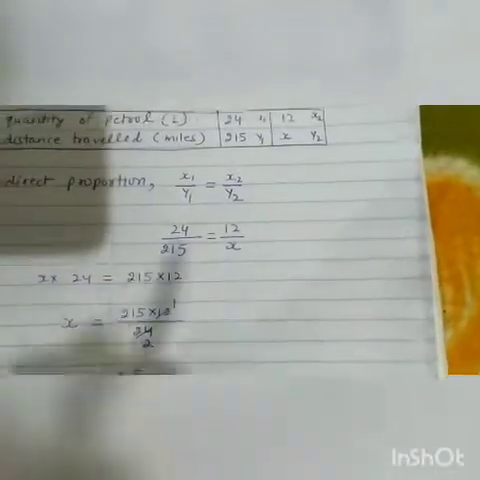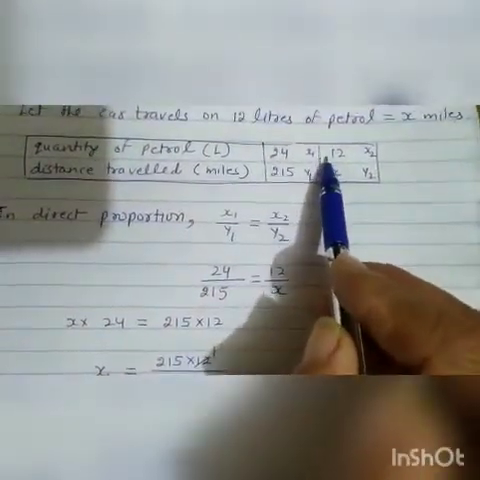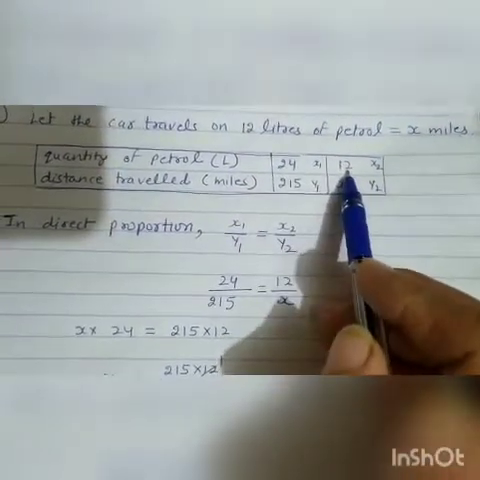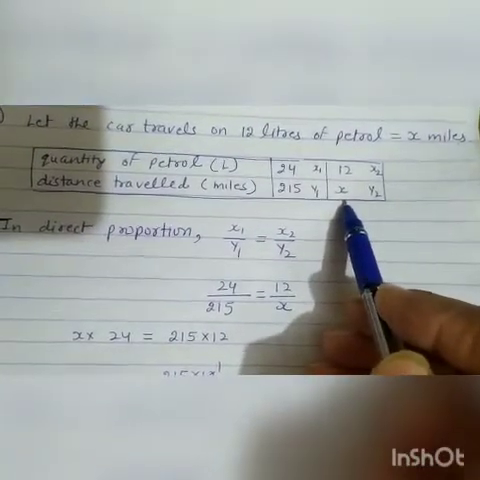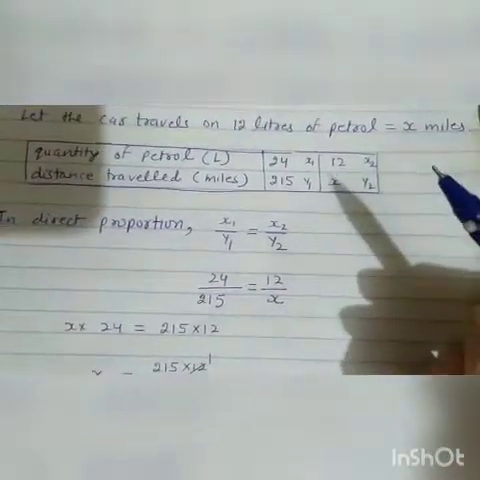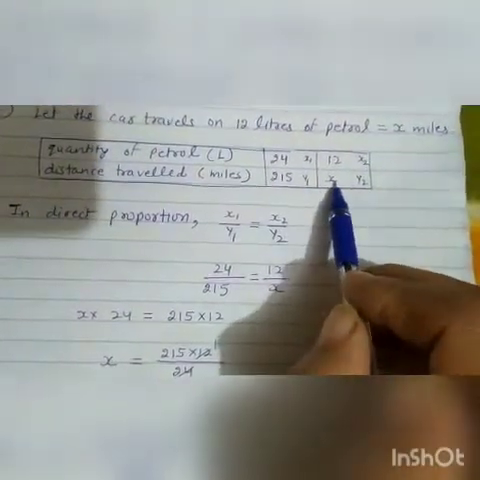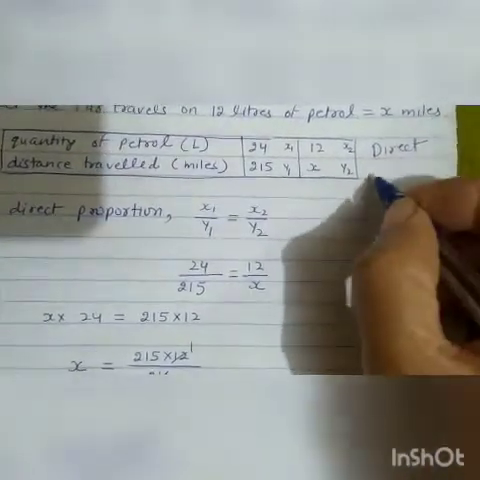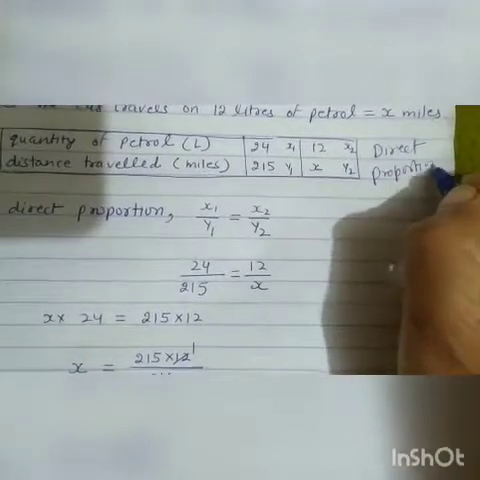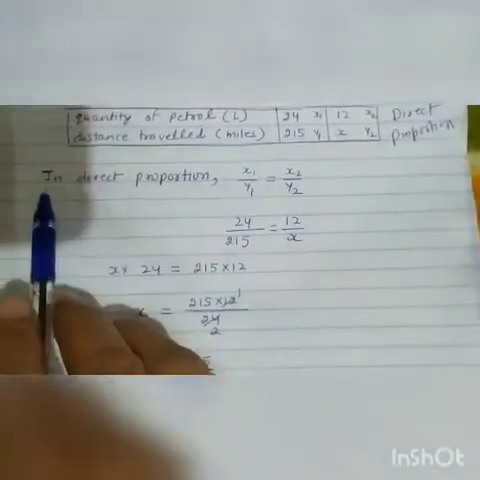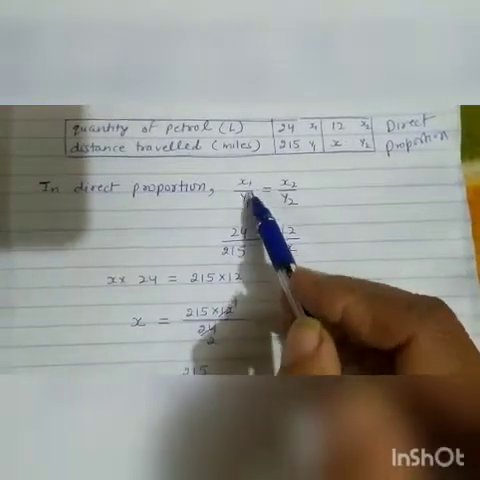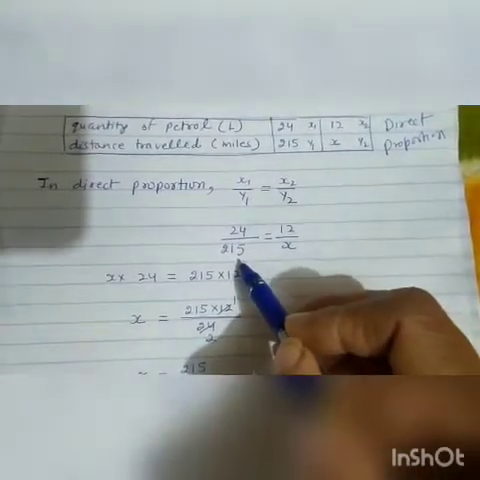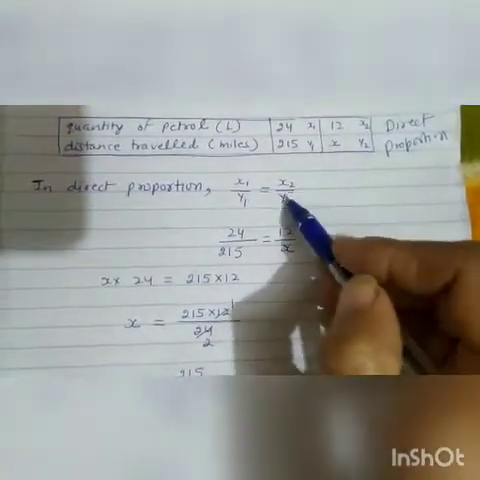Again you will see here, is the quantity of petrol increasing or decreasing? It is decreasing. If the quantity of petrol is decreasing then the distance will also decrease. भाई कम पेट्रोल में कार ज्यादा थोड़ी चलेगी, कम ही चलेगी ना. It means both the quantities are decreasing. If both the quantities are decreasing, again this is a case of direct proportion. You have to write whether it is direct or indirect. Again same pattern, direct proportion, x1 upon y1 is equal to x2 upon y2. x1 is 24 upon y1 is 215 equal to x2 is 12 upon x.